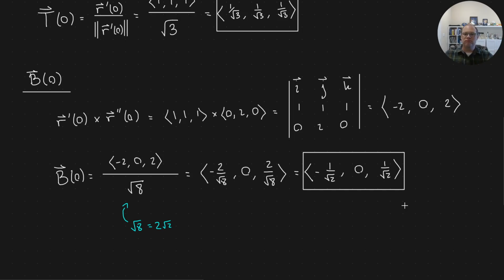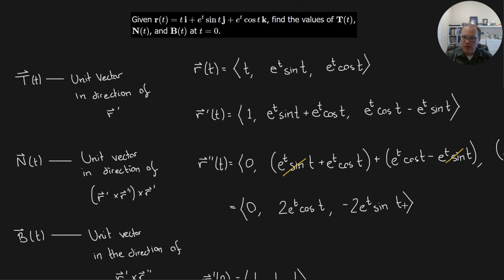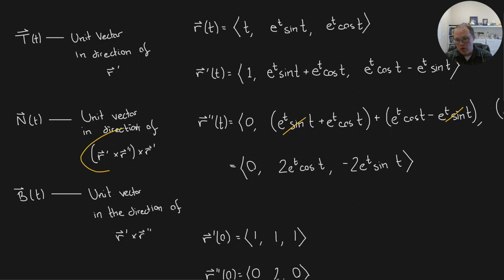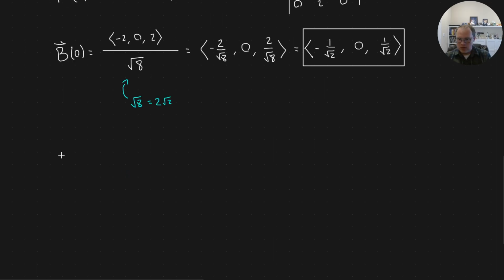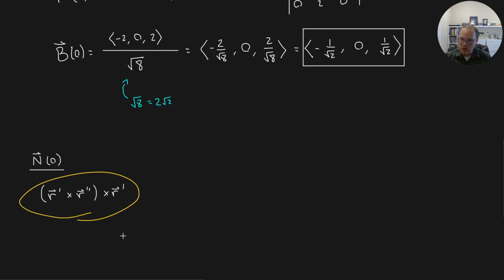Part 2 done. Right? We got our unit binormal vector. Final step, we need our unit normal vector. R prime cross R double prime cross R prime. So unit normal vector at 0, R prime cross R double prime cross R prime. Okay. Now again, this isn't going to be the unit normal vector, but it's going to be pointing the right direction. We need to normalize it when we're done to find the unit normal vector.